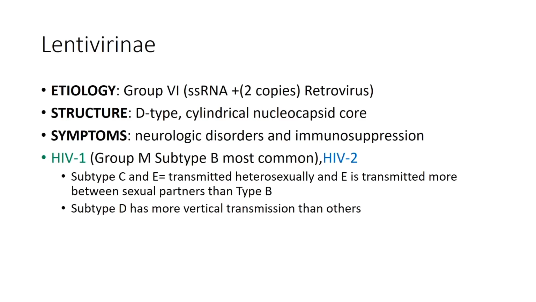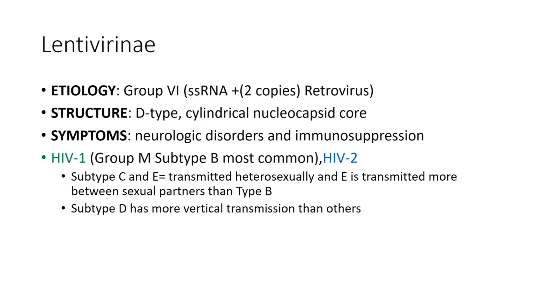So to begin things off, when discussing HIV, it's nice to know what HIV is. It's one of the viruses found within the Lentivirinae. It's a group 6 virus, which is a single-stranded RNA positive sense retrovirus. HIV specifically has 2 copies of this single-stranded positive sense RNA in its genome. And the structure that we want to particularly emphasize is the D type, which is that cylindrical nucleocapsid core. They like emphasizing that for exam purposes.